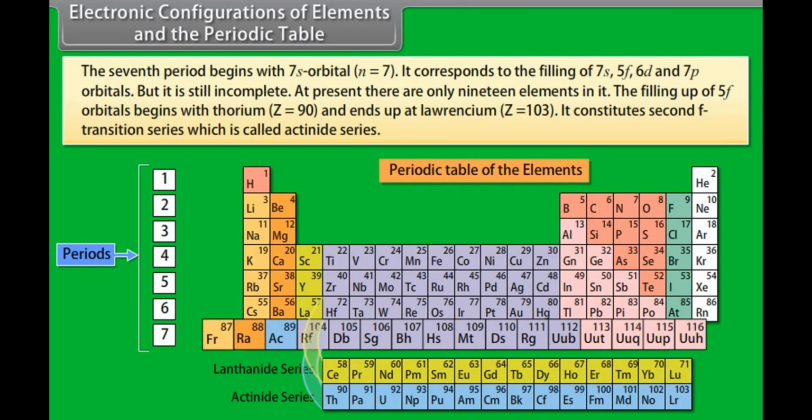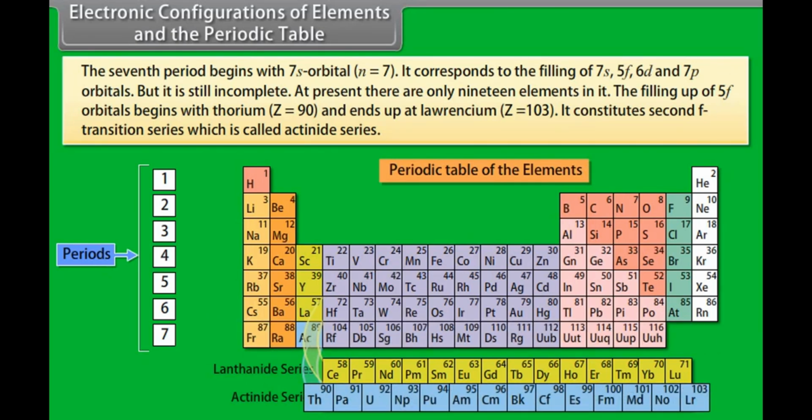The seventh period begins with the 7s orbital, that is, n equals 7. It corresponds to the filling of 7s, 5f, 6d and 7p orbitals, but it is still incomplete. At present, there are only 19 elements in it. The filling up of 5f orbitals begins with thorium, atomic number 90, and ends at lawrencium, atomic number 103. It constitutes the second f transition series, which is called the actinide series.